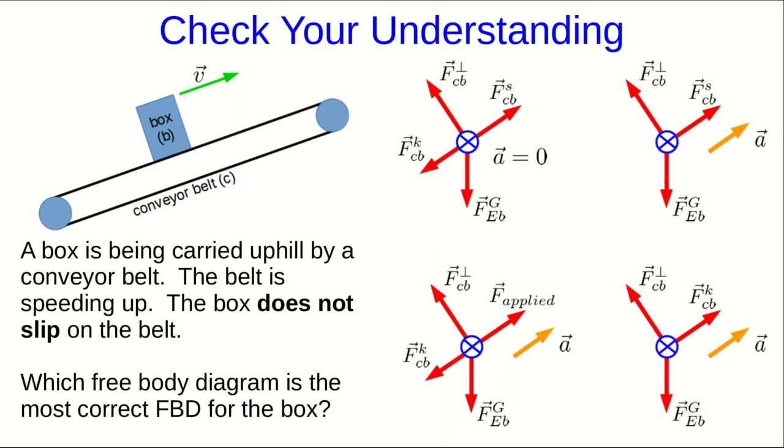So let's practice. Let's think about a box that's being carried uphill by a conveyor belt. So it's going up the slope, and the belt is speeding up. And let's say the box does not slip on the belt. So which of these free body diagrams is the most correct free body diagram for this box?